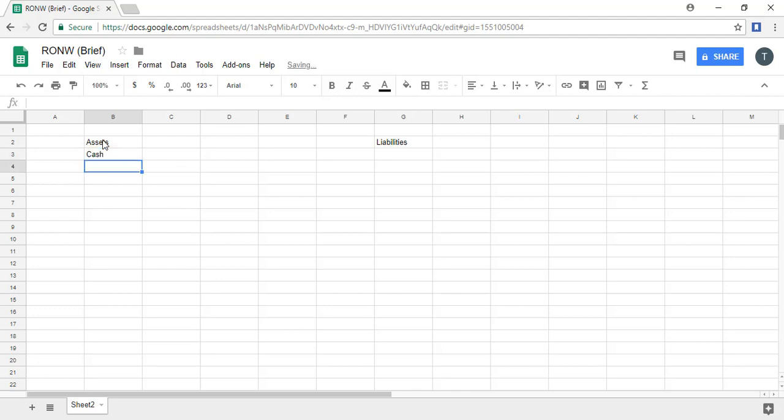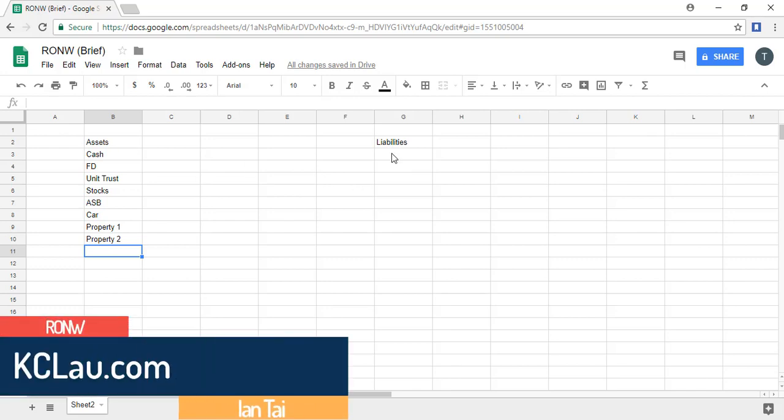For example, you may put in cash, your FD. If you have any investments, for example unit trust, you can put in unit trust, stocks, ASB. If you have a car, you can put in a car. If you have a personal residence, you can put in personal properties. Or of course, if you have an investment property, you may put in property number 2. I believe you can fill in the assets column according to your own financial condition. Now I'm going to move on to liabilities.